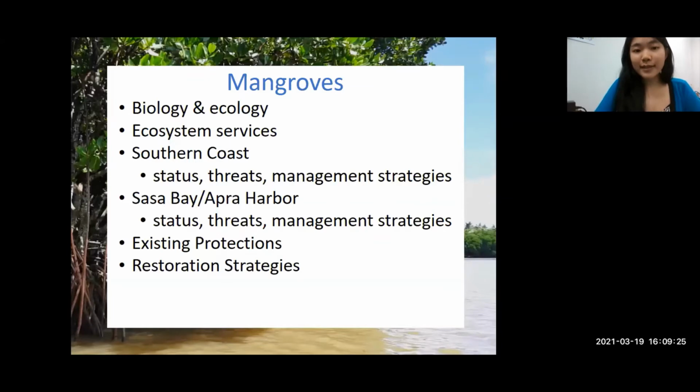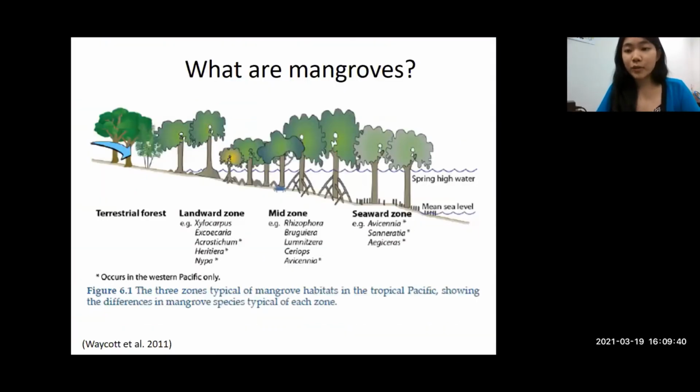We'll start off with some of the basic information about what mangroves are and what they do, and then we'll move into where they are and some of our management and conservation strategies. So starting off with their biology and ecology, what are mangroves?